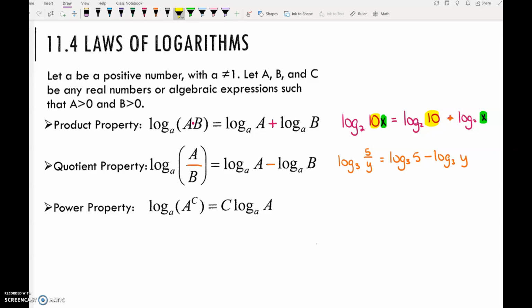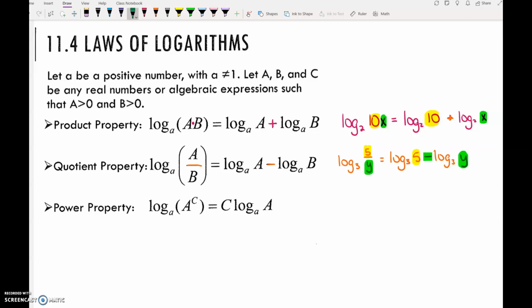There's two things in here. There's the 5 and there's the y, and when we separate them out, we've got log base 3 of 5, we've got log base 3 of y, and the division inside the log becomes subtraction between the logs. My shortcut, honestly, is if it's on the bottom, like this y is on the bottom, the log that contains that y has subtraction in front of it.